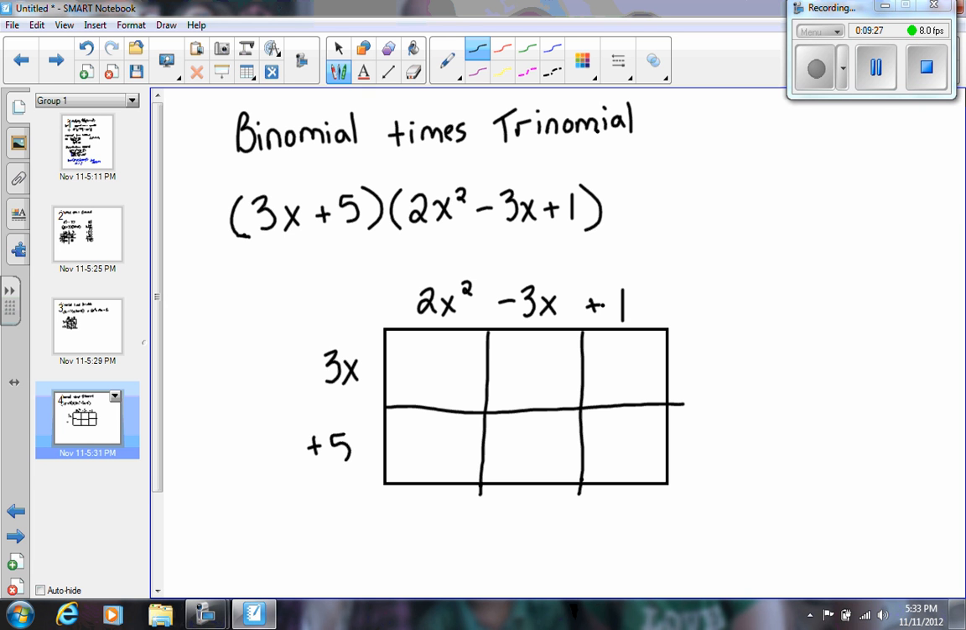Now I could have made my box going the other direction and put the 3x plus 5 across here, and a 2x squared minus 3x plus 1. I could have done that vertically. It wouldn't make a difference. So now I'm just going to fill in each spot.